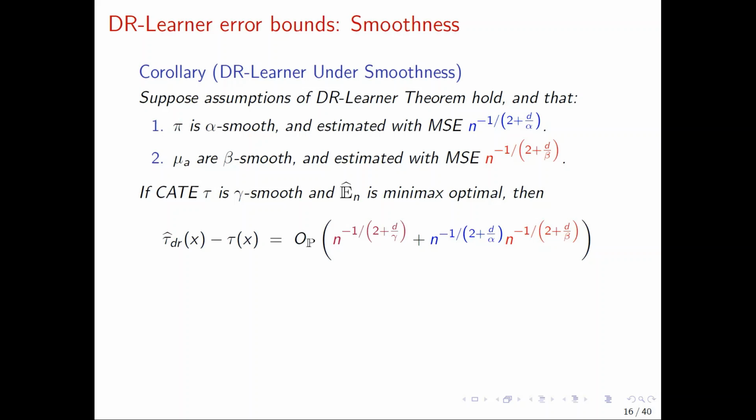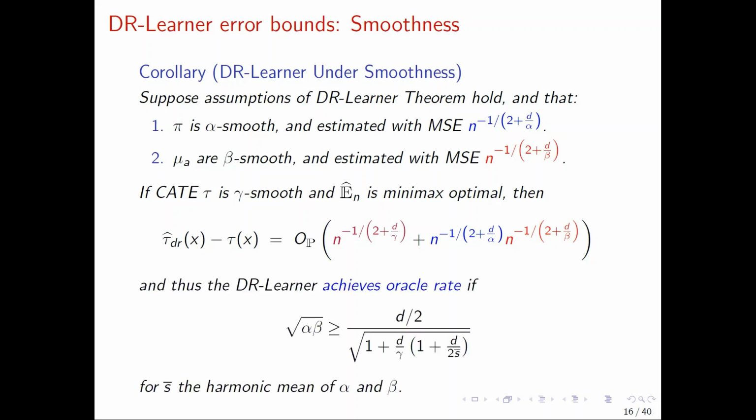This is the rate we would get if I actually gave you the potential outcomes and you regress them on covariates. Then you get just the gamma smooth rate here. And then we get a product of errors from estimating the propensity score and the regression function. And so now you can back out, for example, how much smoothness do I need in the propensity score and the regression function to be able to make this term smaller order and just get back to this oracle rate here. In this case, it's some condition on the square root of alpha times beta.